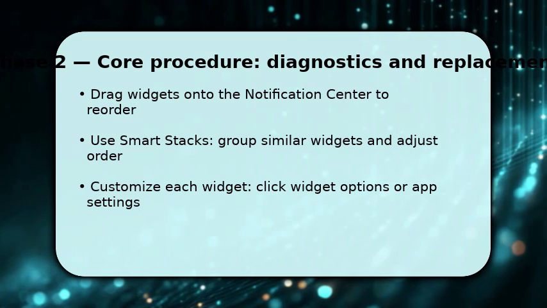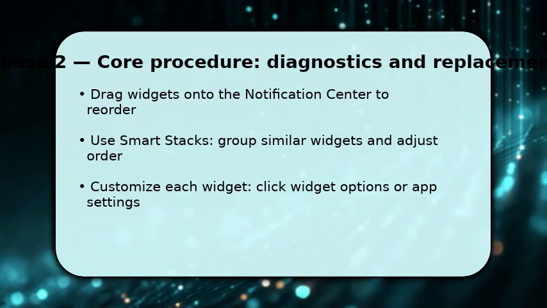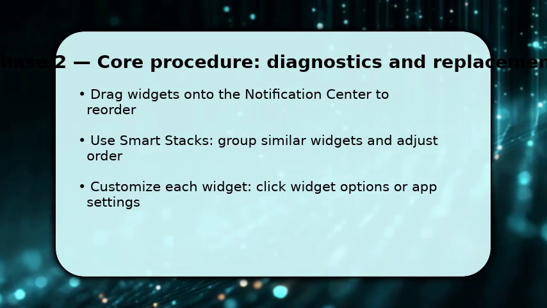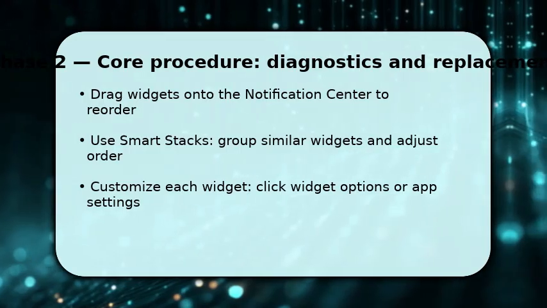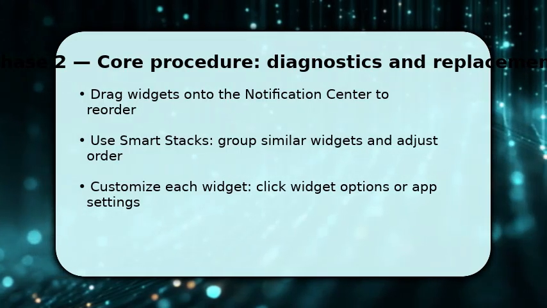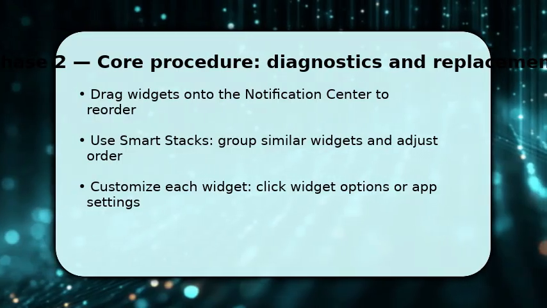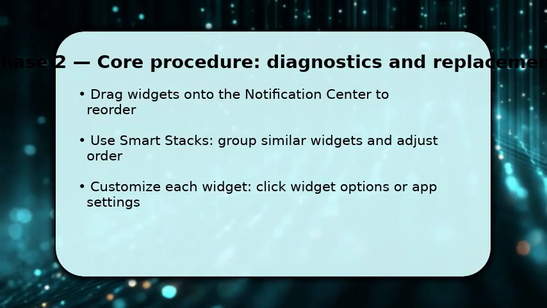Next, add and arrange widgets to fit your workflow. Drag a widget where you want it and use Smart Stacks to group similar widgets so you save space. Once stacked, swipe through them. Make sure to choose sizes based on information density, large for calendars, small for quick glances.